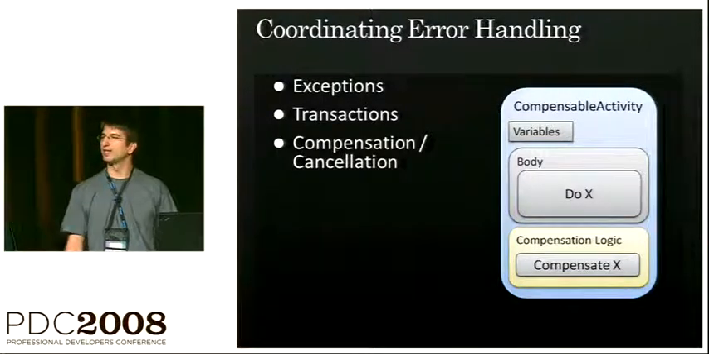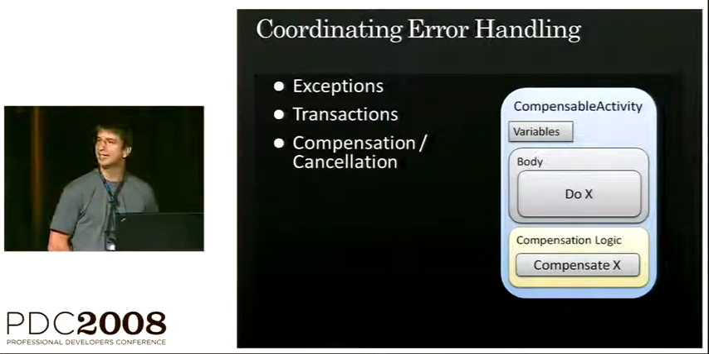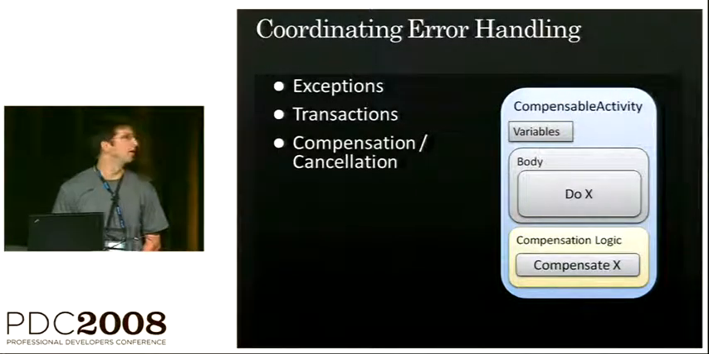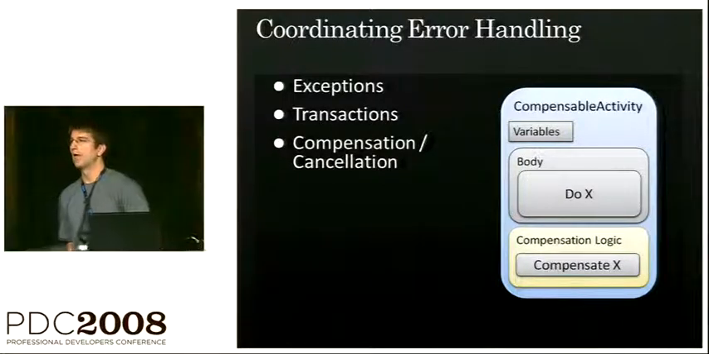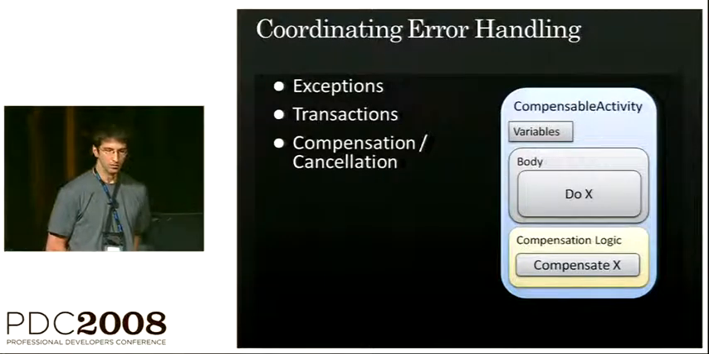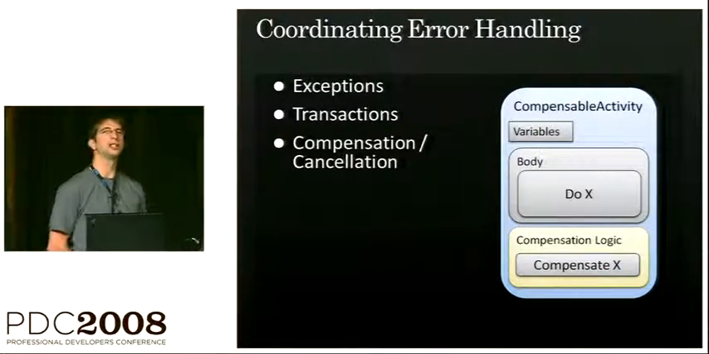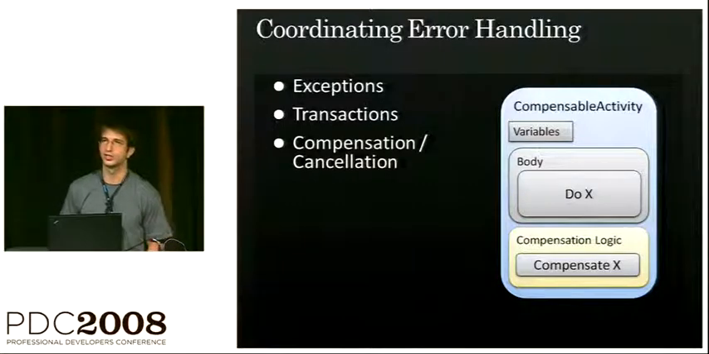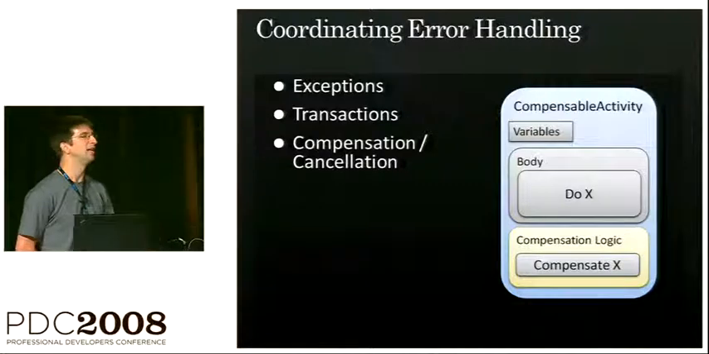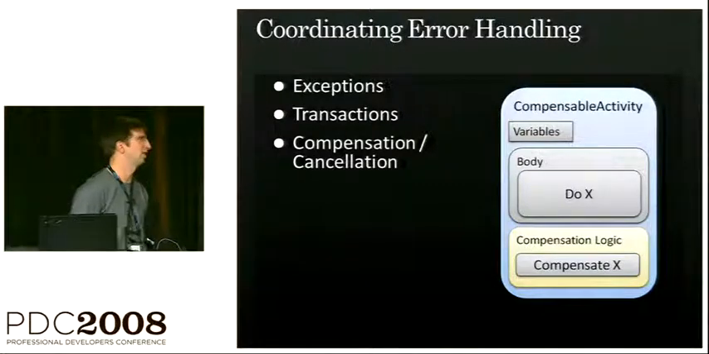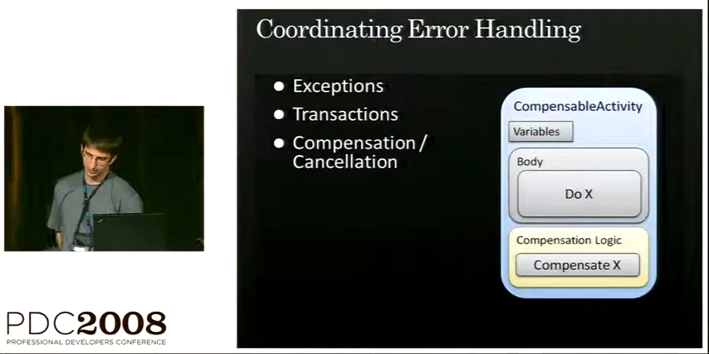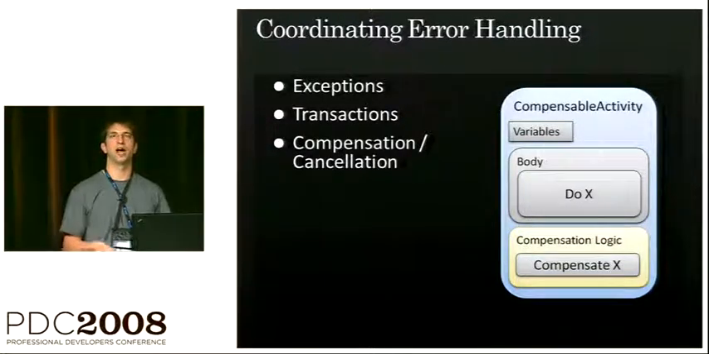Here I've got a compensable activity. Work that may need to be compensated is co-located with the variables that it operates on and the logic that performs the compensation. From here, it's the framework's responsibility to listen for those compensation or cancellation signals, manage the lifetime of the state associated with this work, invoke the compensation logic if necessary, clean up that state whenever that compensation episode is complete. So the lifetime of the state is managed on your behalf, right?